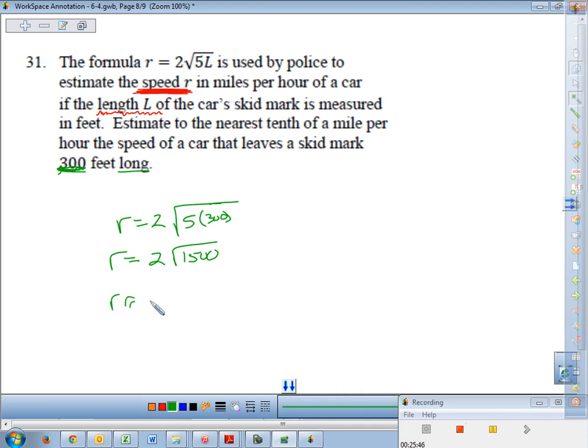R is about 77 point. And then what would be the label you would put on that thing? Just that simple. Smart group, like I said. Don't make it any harder than it has to be. One more problem.